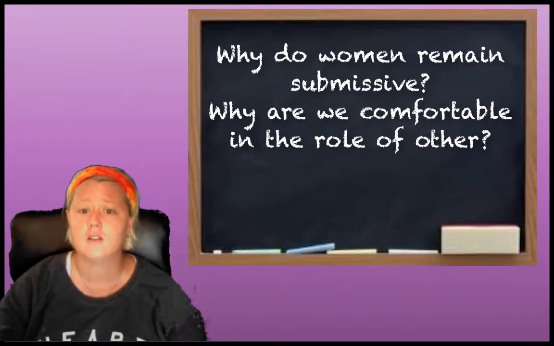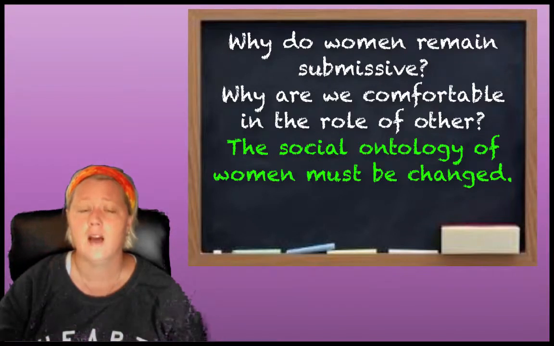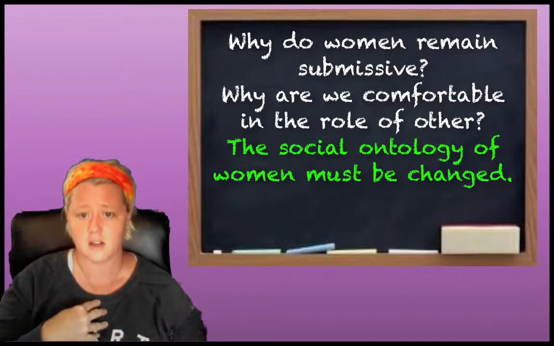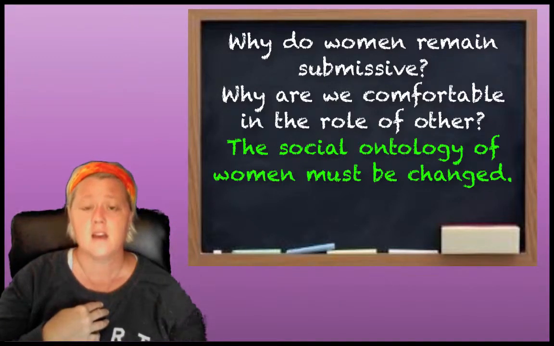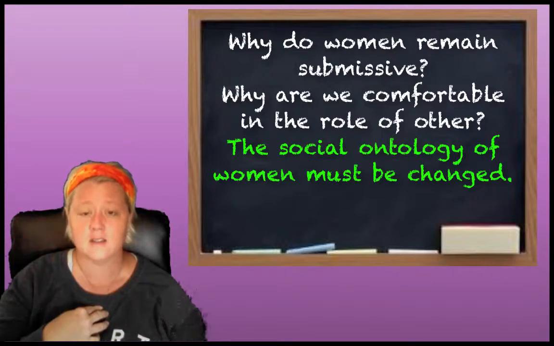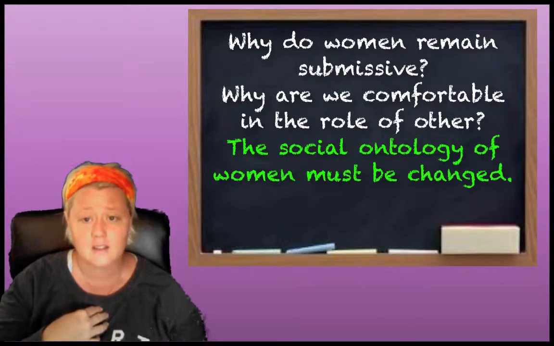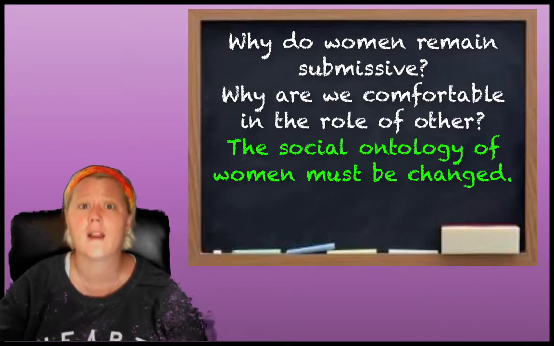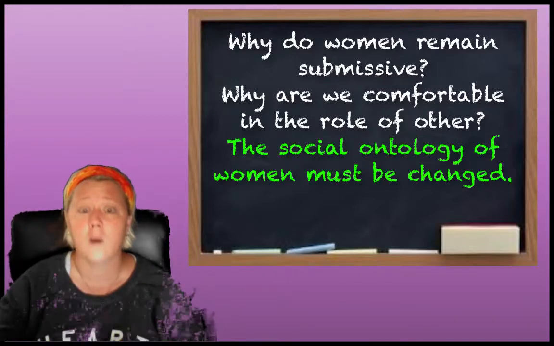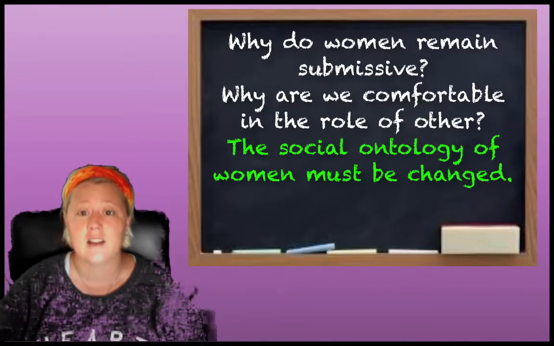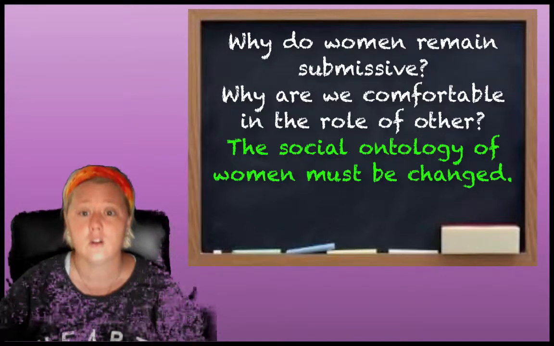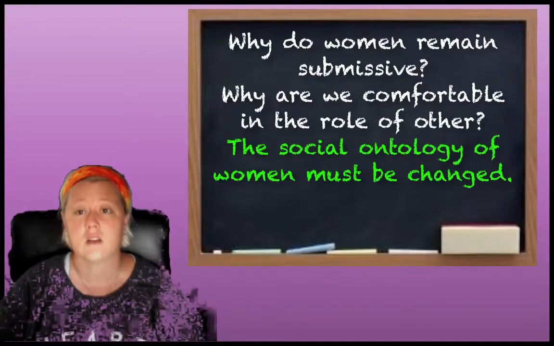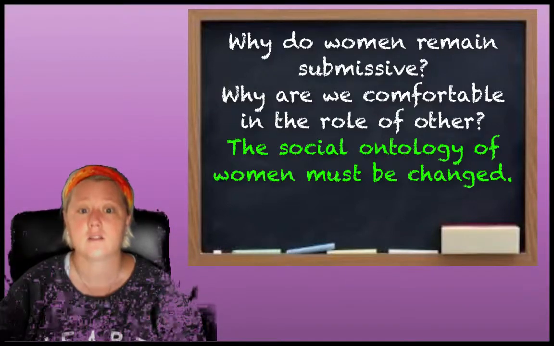The social ontology of women must be changed. We have to dig all the way down to the core of our identity, the way that we understand ourselves as selves, and refuse to be seen as other. We have to embrace our subjectivity and refuse to internalize our otherness, which requires a great deal of awareness and attention to those social and cultural relationships and systems and networks that other and oppress women.